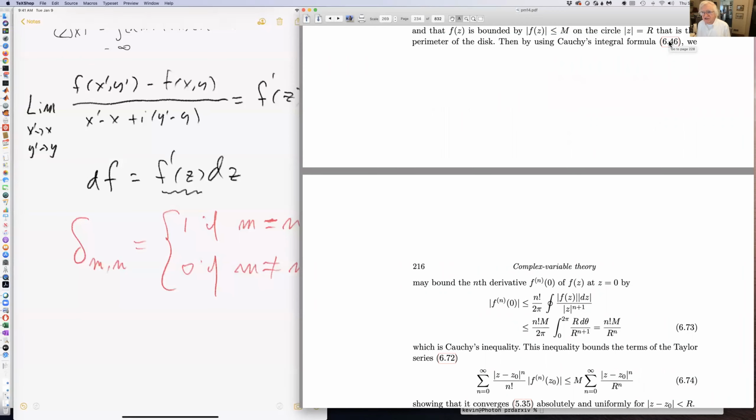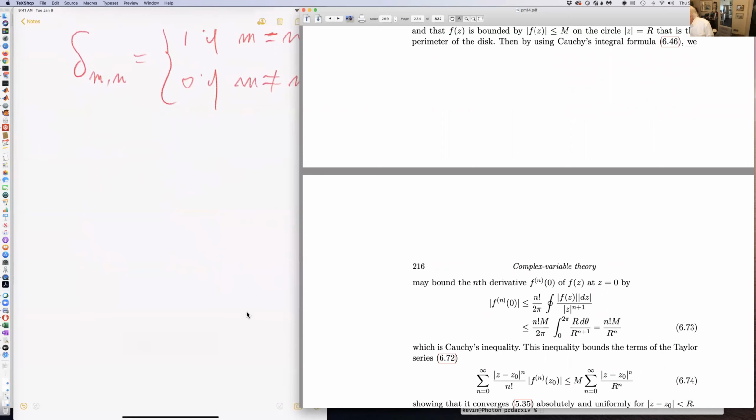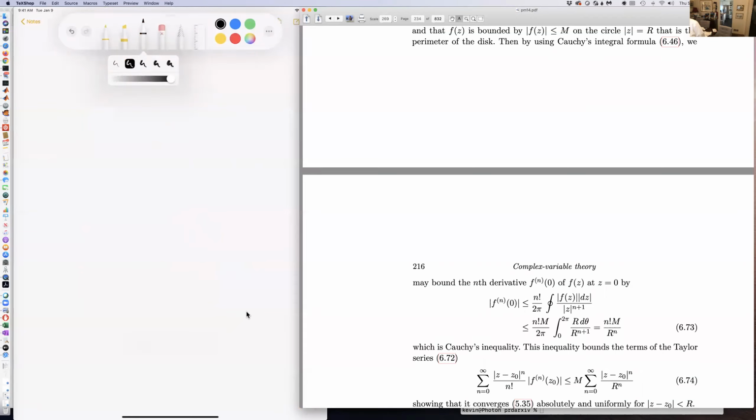Since the point z0 is at the origin, maybe I could add just a smidgen here. So once again, does anybody know how to fix this problem that I've been having with this pen, that Apple Pencil? It's not writing very well.